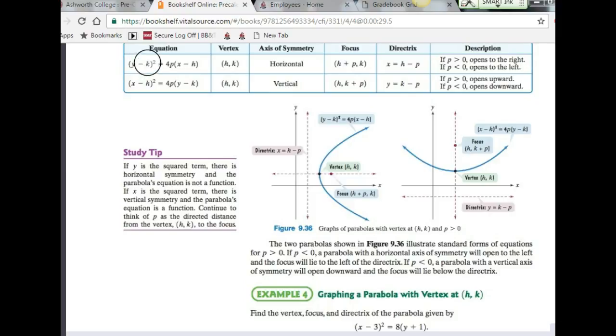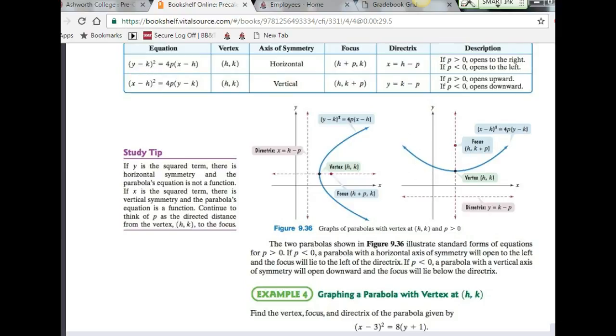If the y value is being squared, then it is an up and down parabola. If the x value is being squared, I'm sorry, I said that backwards. When the y value is being squared, we have a sideways parabola, and when the x value is being squared, we have an up and down parabola.